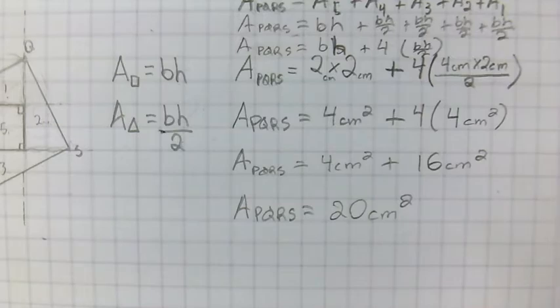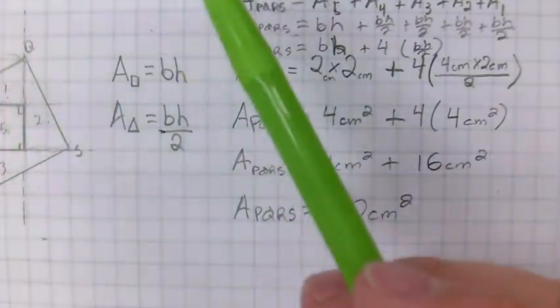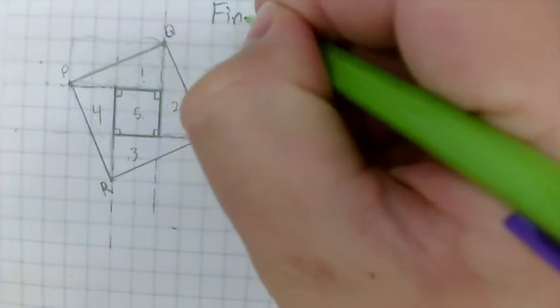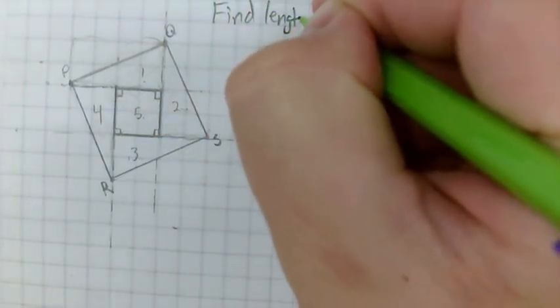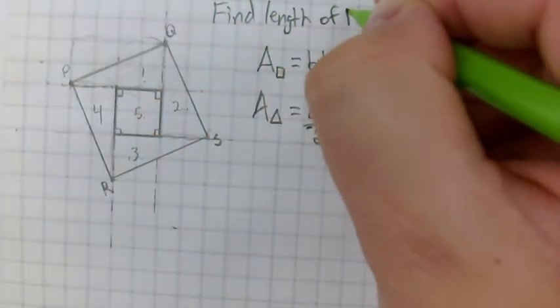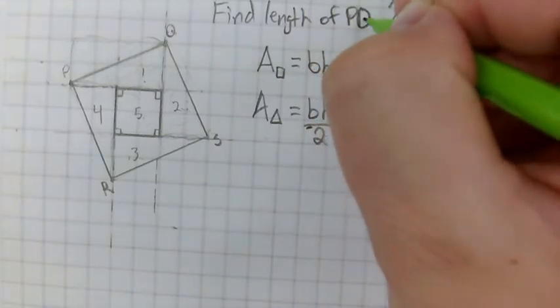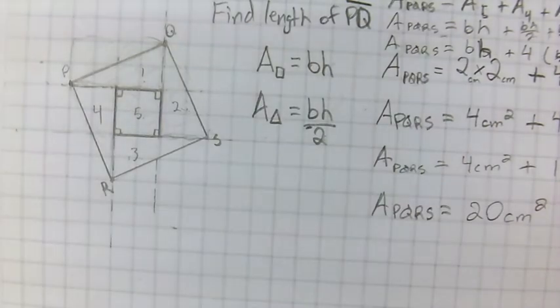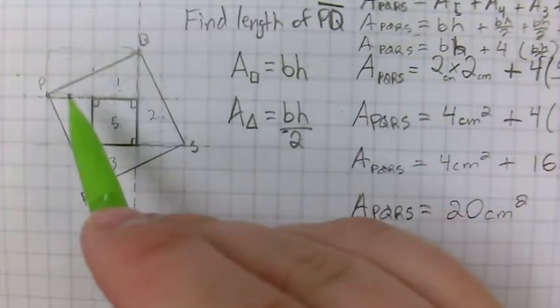But remember, I wasn't just telling you to find out the area of this. I actually wanted to find what? The length of P to Q, sorry, I almost put R, that line from P to Q. That's what we were trying to find. We were trying to find this length.